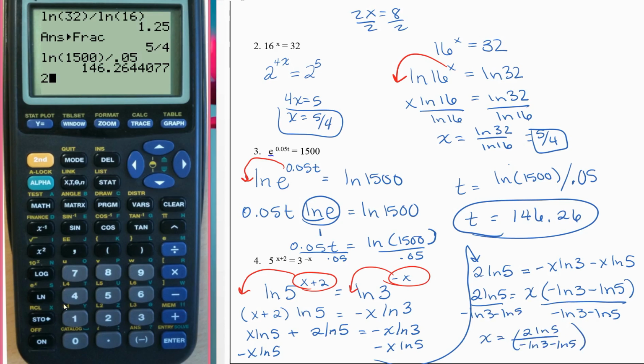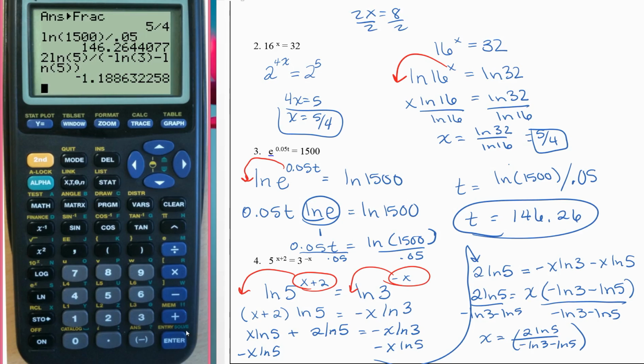So we're going to do 2 natural log of 5. Now since we have more than one term in the denominator, we need to start a set of parentheses. And we're going to do negative natural log of 3, close the parentheses for that natural log, minus natural log of 5, and we see that x is approximately negative 1.19 if we round to 2 decimal places.